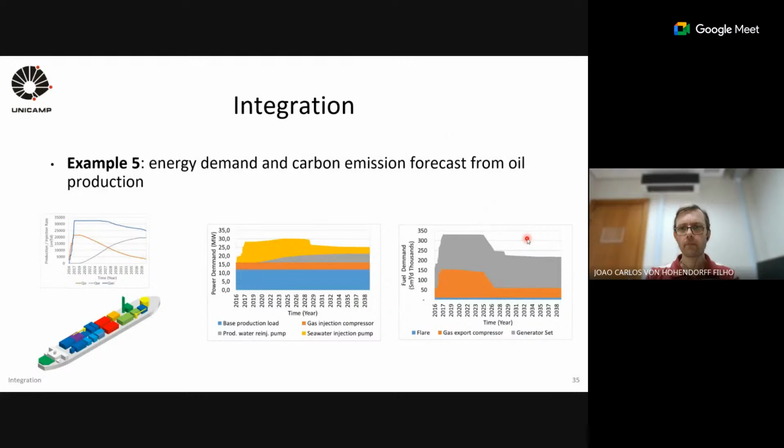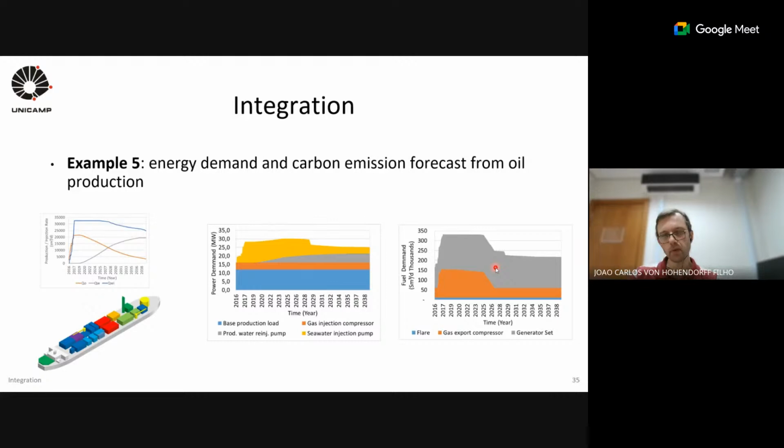I think the last integration study is when I want to evaluate the energy demand and the carbon emission forecast from oil and gas production. The idea is to use eCalc, for example, to calculate the power demand of a certain production of my production system, okay, in terms of power, in terms of fuel demand and CO2 emission.